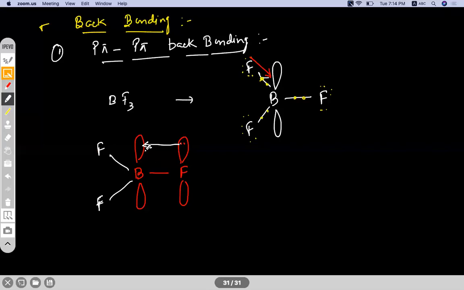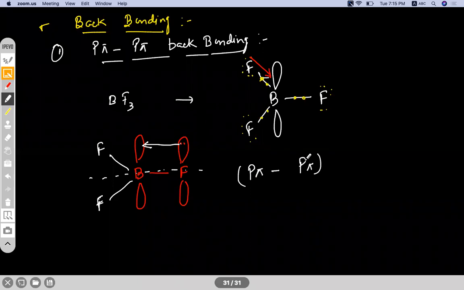This is a p orbital, this is a p orbital, so it is p-p overlap. The bond that forms here has pi characteristics, because there is already a sigma bond along the internuclear axis. This is lateral overlapping, so pi characteristics. Hence we call it p-pi. Why back bonding? Because the sigma bond has already been formed and then this bond is forming. That's why it is p-pi back bonding. Understood? Tell me guys, is it clear?